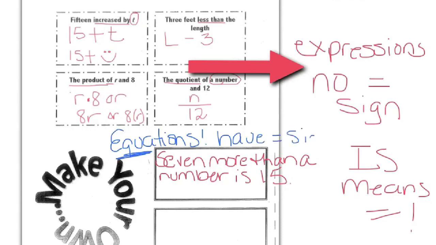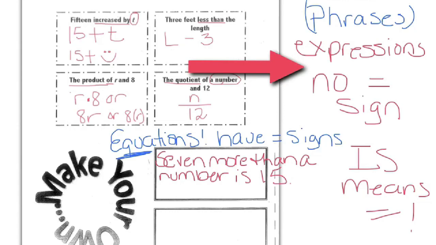They are sentences, whereas expressions are phrases. I'm going to write that up here just so you know that. Expressions are phrases. If you were thinking about language arts here, they are like a phrase, a fragment. It's not a sentence. Equations have equal signs and they are sentences. So let's look at this one. 7 more than a number is 15. Now here's an example of where, remember when I told you that more than could mean addition or subtraction? This is one of those cases. This is where more than would equal addition.